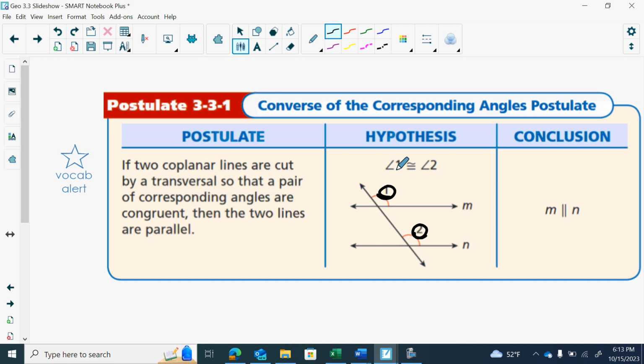It's almost the reverse. If you remember from 3.2, you were given that if two lines are parallel, then the corresponding angles are congruent. So this is a case where both your converse and original statements are true. Make sure you get this vocab down and we'll move on.